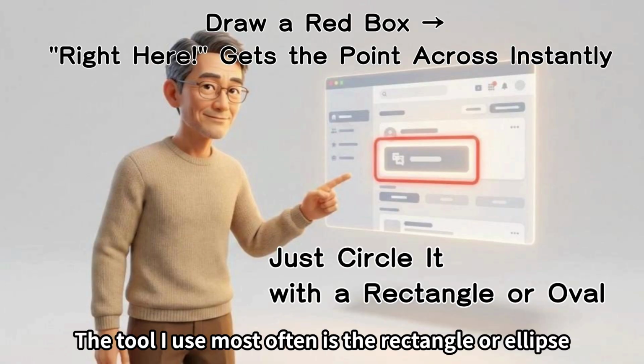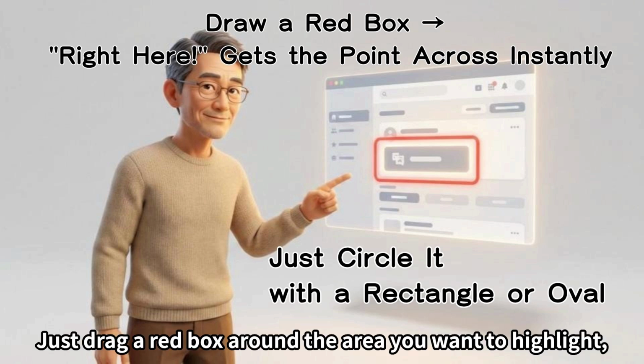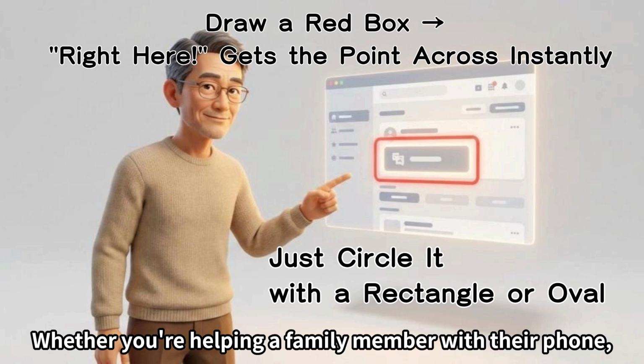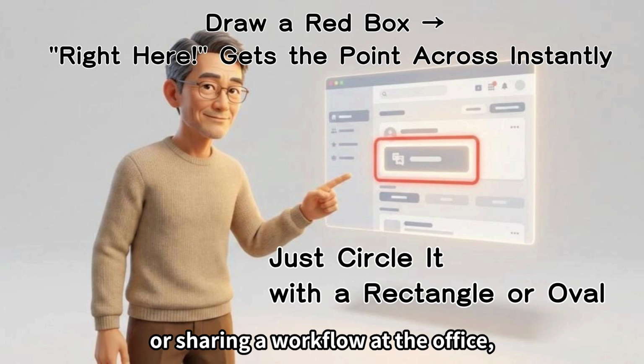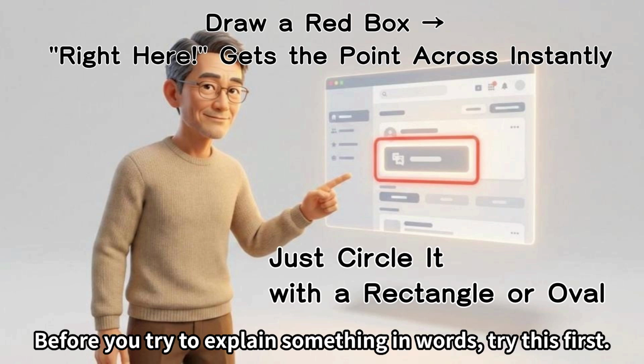The tool I use most often is the rectangle or ellipse, drawing a box or circle around something. Just drag a red box around the area you want to highlight, and the viewer's attention goes straight to that spot. Whether you're helping a family member with their phone or sharing a workflow at the office, this works in every situation. Before you try to explain something in words, try this first.